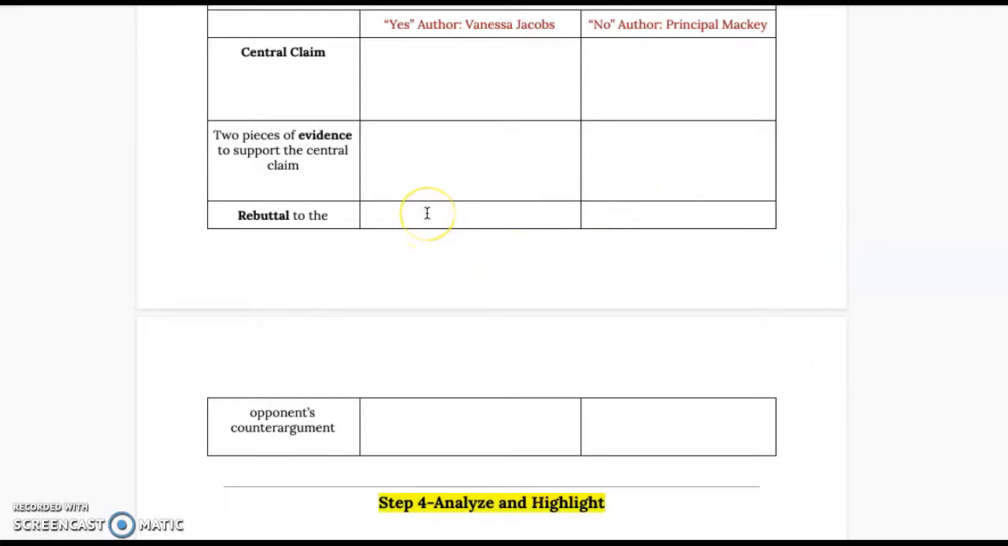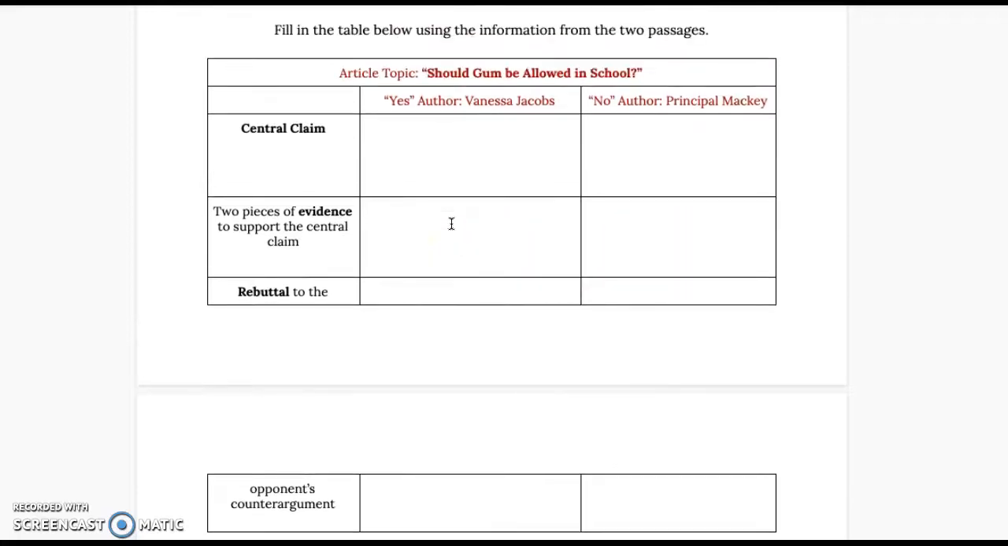You can kind of put them both in. You can put in the counter-argument and then the rebuttal for Vanessa's side, one of the authors, and the counter-argument and the rebuttal for Principal McKay.